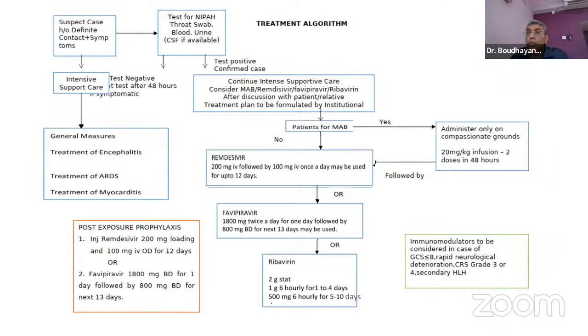And some immunomodulators, we all think that steroids are magic molecules. We have seen in COVID, steroids, baricitinib, tocilizumab, these are really game changers. And if the patient is having GCS of less than 8 and rapid neurological deterioration, CRS, that is cytokine release syndrome grade 3 or grade 4, or secondary HLH, we can use these immunomodulators in the form of steroids or IVIG or tocilizumab. It is under trial. No recommendation is there. And for prospective exposure prophylaxis, we can keep remdesivir and favipiravir.